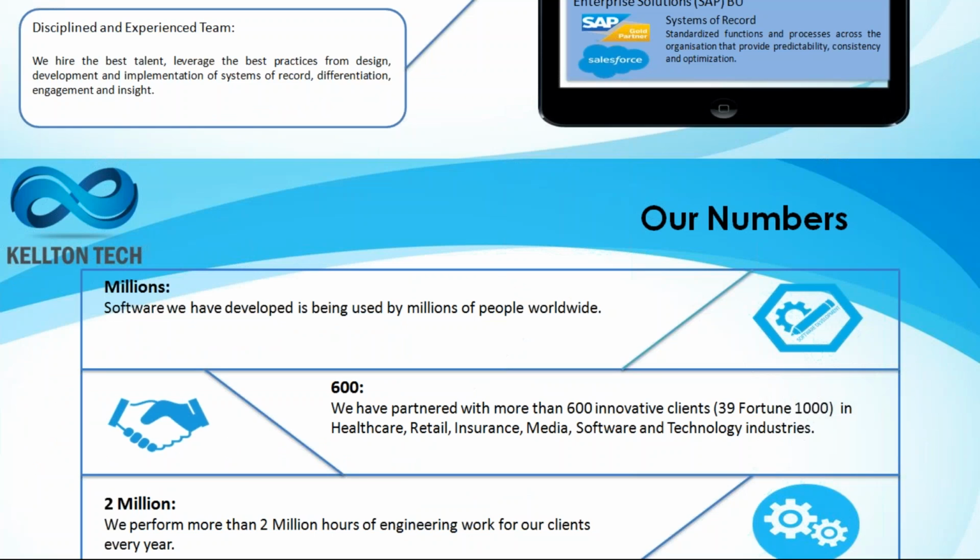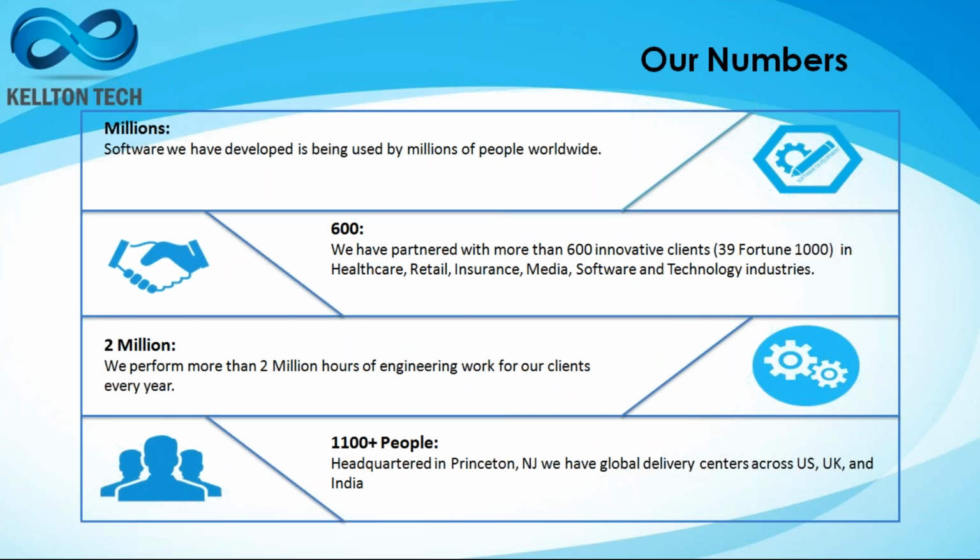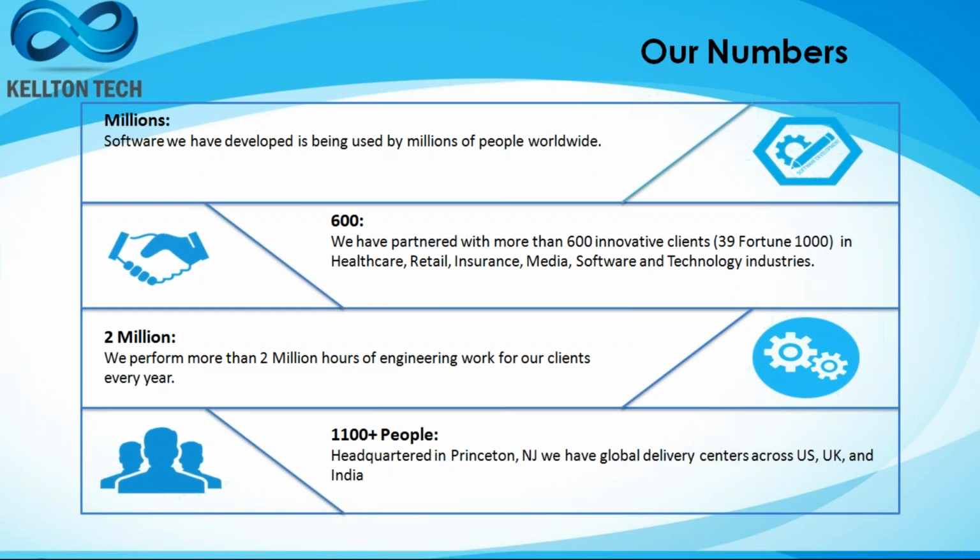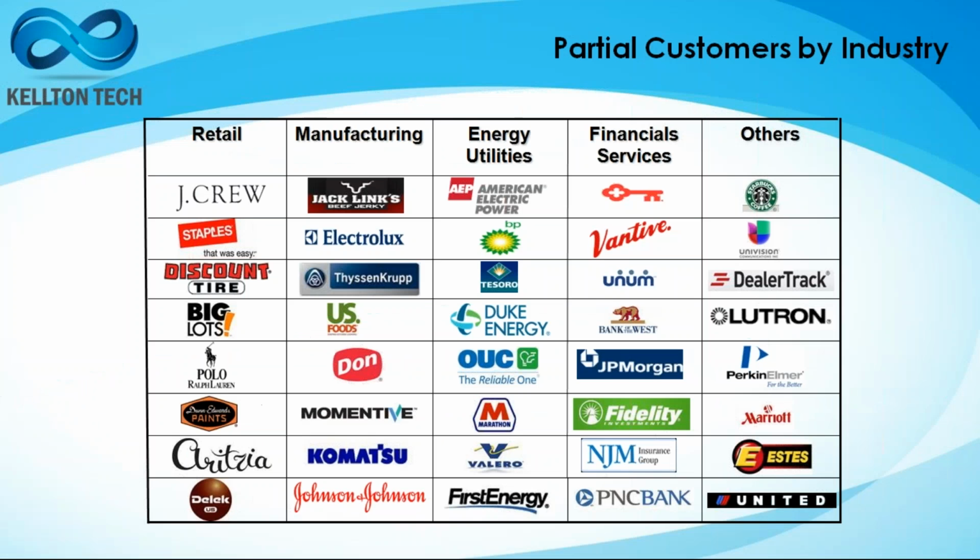Our numbers: we have almost 600 innovative clients, out of which 39 are our Fortune 1000 clients. We have a strength of 1100 people, and our headquarters is in Princeton, New Jersey. We also have a global presence in the United States, Europe, and India. Approximately 400 to 500 resources are in India who work with us in different time zones supporting different clients. This slide gives you an agnostic list of our customers by industry.